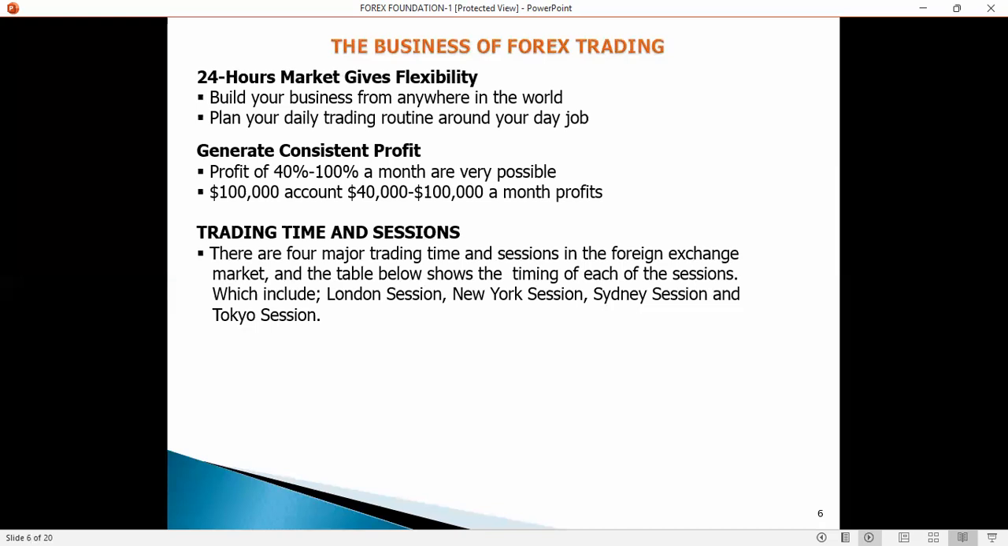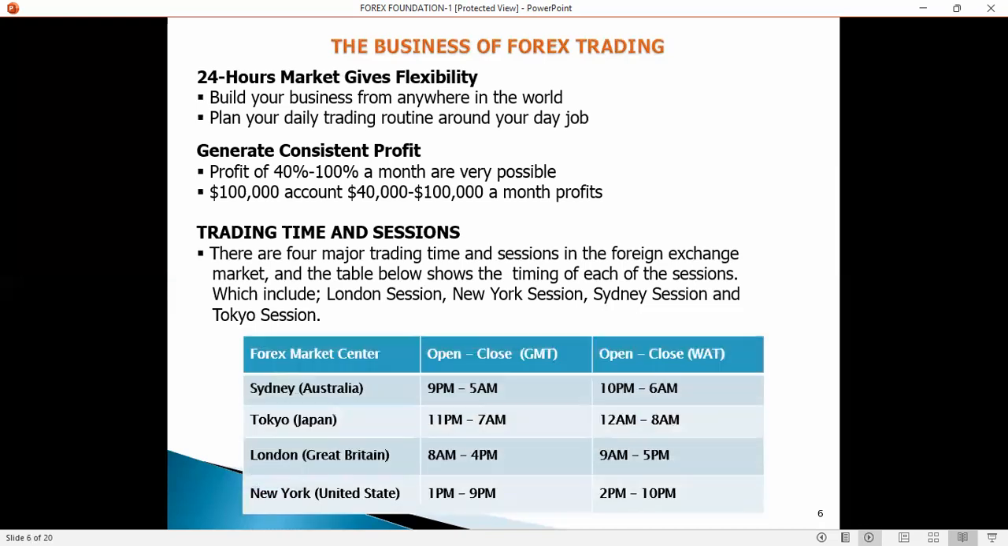So there are four major trading times and sessions in the foreign exchange market. The table below shows the timing of each of the sessions, which include the London session, New York session, Sydney, and Tokyo. Sydney and Tokyo comprise the Asian session. Now look at the table right below, everybody. We have Sydney, which is Australia, and Tokyo, which is Japan. These two comprise the Asian session. We have three major sessions.